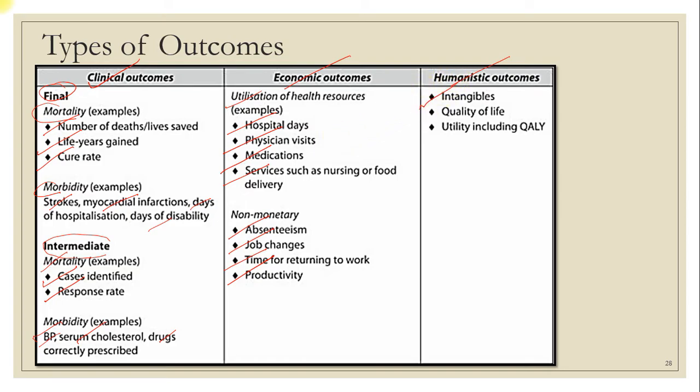And the humanistic outcomes which we have over here are intangibles. We have objects as tangibles and intangibles. Intangibles, we cannot actually feel or touch. Okay, so how you feel today, we can express how we are feeling today, but we cannot actually show that this much happiness I am feeling, this much sadness I am feeling. So that is an intangible thing. Your feelings are intangible. Okay, so those are the humanistic outcomes. Then quality of life, and third one is utility, including quality.